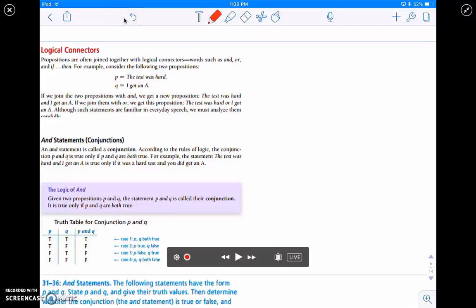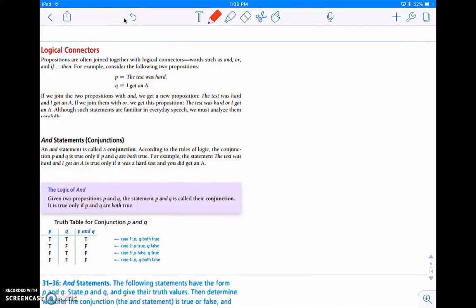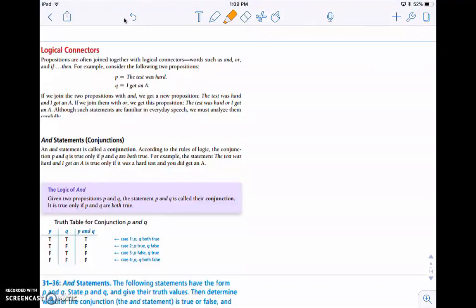Okay, this is part 2 of Unit 1B, and we're looking at propositions and truth values. And this next portion that we're looking at is what are called logical connectors. We have propositions that are often joined together with these logical connectors. They're words such as and, or, and also one of the big ones, the if-then statements.